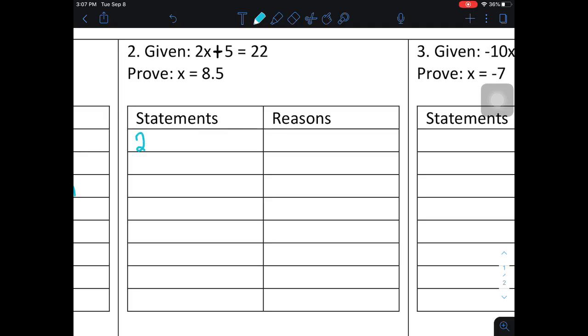All right, next we have number 2. So we have 2x plus 5 equals 22. That's our statement. We know that statement is true because it is given. So that's my reason. Next, we need to go ahead and solve this thing.